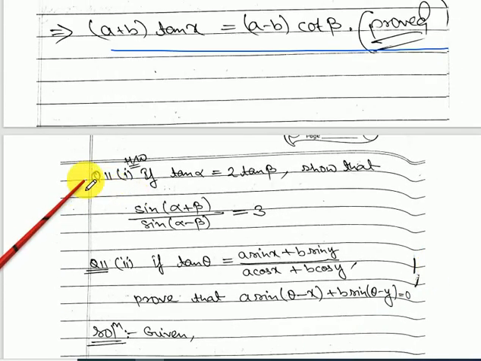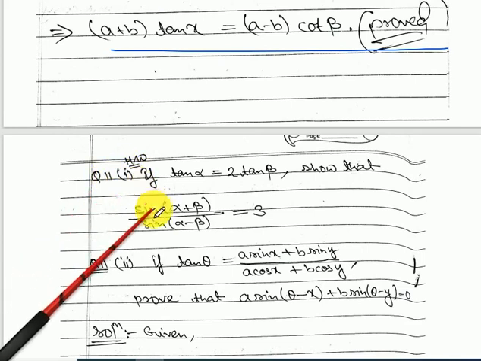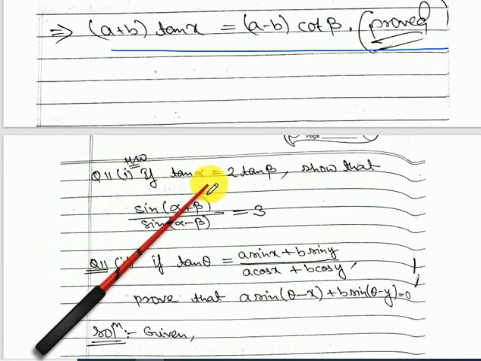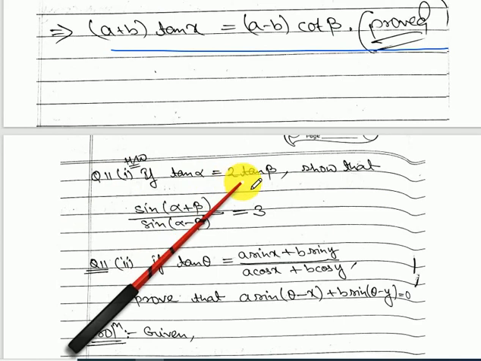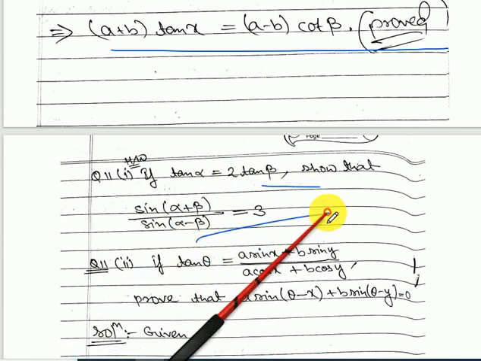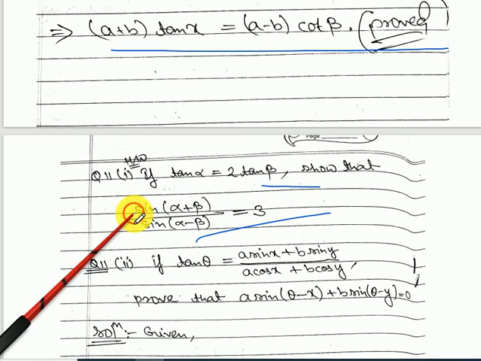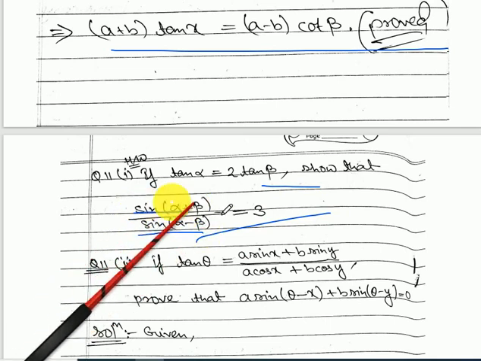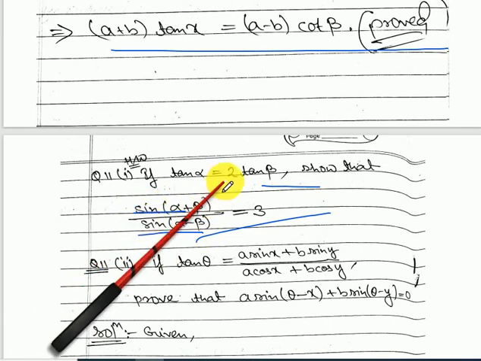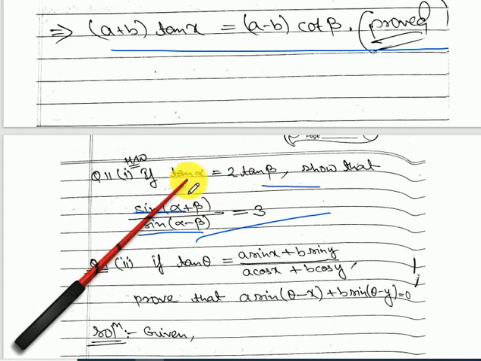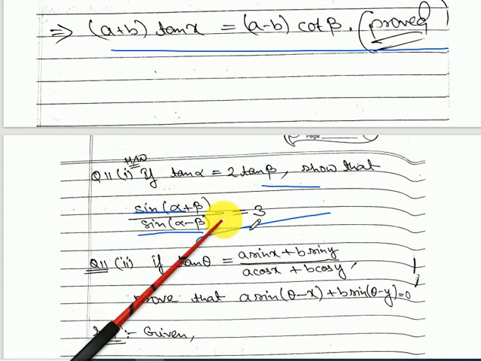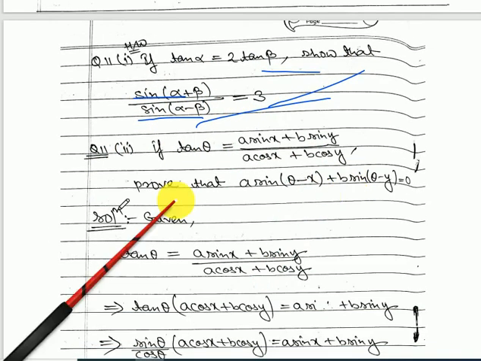Next is question number 11.1. It is homework for you. So if tan alpha equal to 2 times tan beta, show this one. What you have to do is expand your numerator and denominator, take something common, and you'll get tan alpha upon tan beta as 2. Use it and you can get it. So try by yourself.